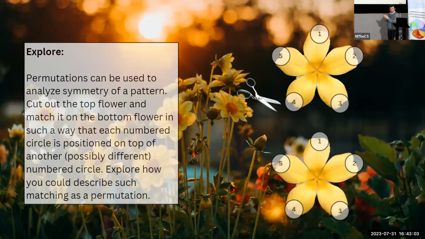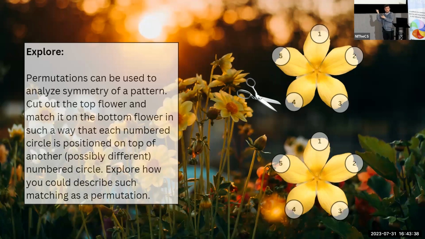So there are two flowers. Each of them has petals numbered from 1 to 5. And you want to cut one of them out and match it on the second one. And every time you do the matching, you will get a certain number matching to 1 on the second flower, a certain other number matching to 2. And you record that sequence of numbers you get. That will be a permutation. Now, the different ways you can do the matching will reveal to you the symmetry of the object.